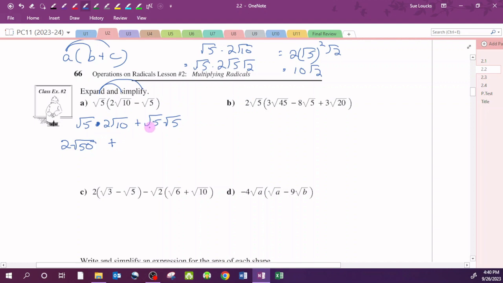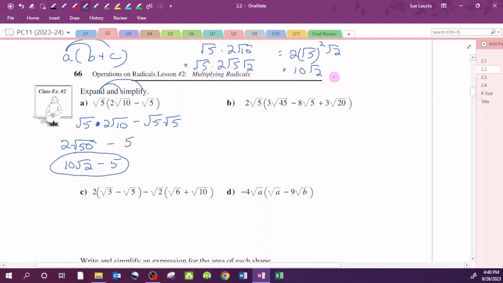Anyway, back here, I get root 5 times root 5, which is just 5. And then 50 is 25 times 2. So this is going to be 10 root 2 plus 5. Oops, sorry, minus 5. That was not a good thing to do. This should be minus 5. So all of you that were wondering, why does she have plus? That was because it was a mistake. So there's my answer, 10 root 2 minus 5.